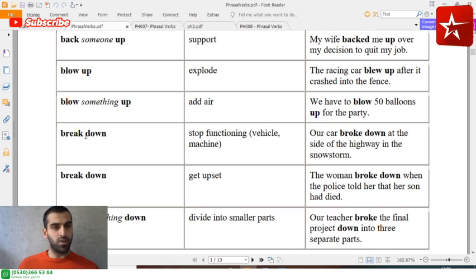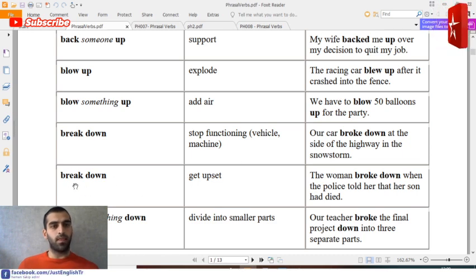The meaning of breakdown is stop functioning. Like, for example, a vehicle, it may be a machine. Yes, our car broke down at the side of the highway in the snowstorm. It means it stopped working. So if it stopped working, we can use break down. In the past, broke down. Our car broke down at the side of the highway in the snowstorm. Great.